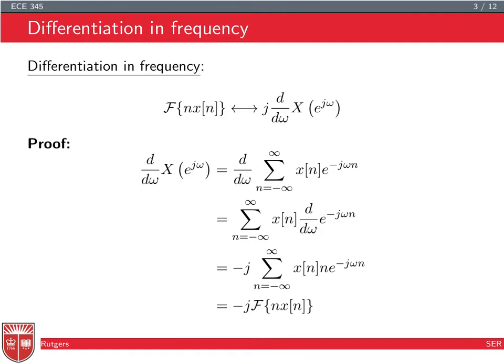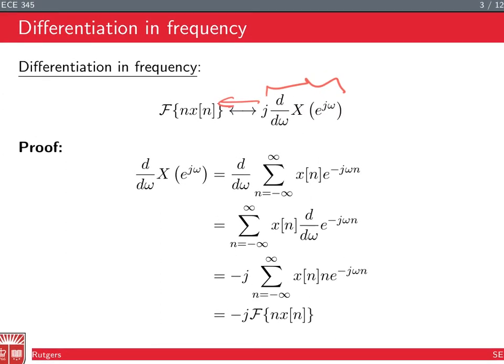The property says that the DTFT of the signal n x[n] is j times the derivative of X(e^{jω}) with respect to ω. So this means that if you multiply the signal x[n] by n, this is how you can obtain the DTFT. Usually this property is useful in finding the inverse transform. Basically you notice that what you have here is the derivative of something, and the way you would go back to find the signal is by applying this property.